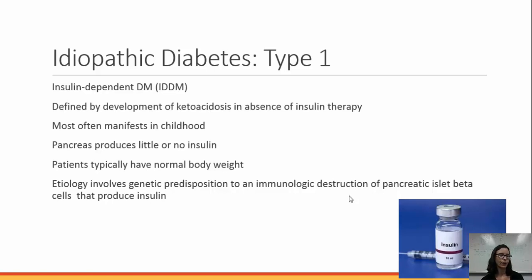And therefore, they are not able to take in and oxidize glucose, and the body must depend on breaking down of fat, which leads to ketoacidosis. We'll talk more about that in a couple of slides. This type usually manifests in childhood, and typically patients have a normal body weight. The etiology is genetic and potentially some environmental.